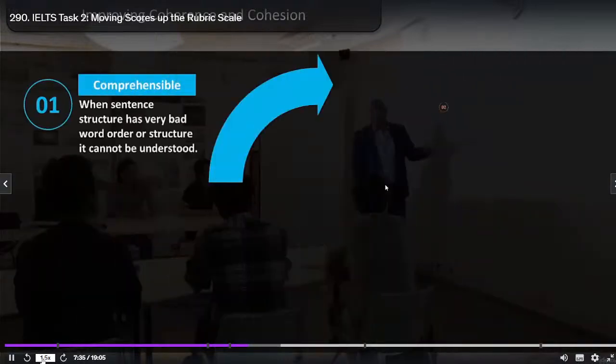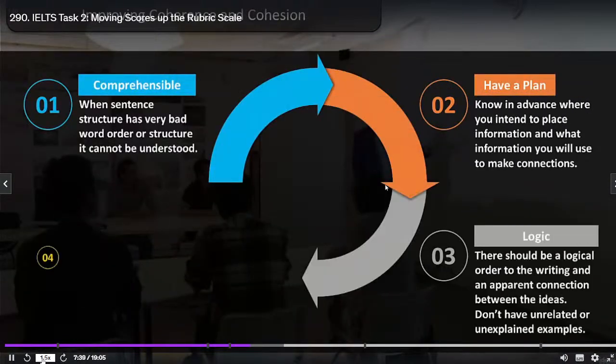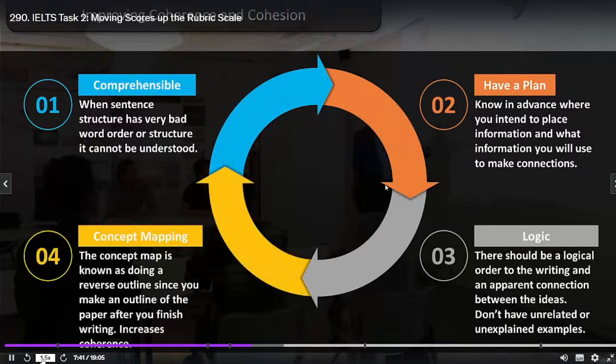Number 1, are your sentences comprehensible? When you have very bad word order or sentence structure, it makes it difficult to understand what you're trying to say. If an examiner like myself has to read what you're saying 2 or 3 times, right? You really have a comprehensibility problem.